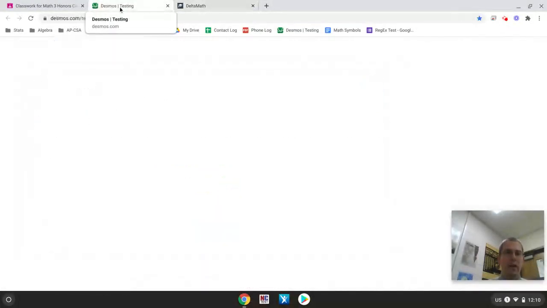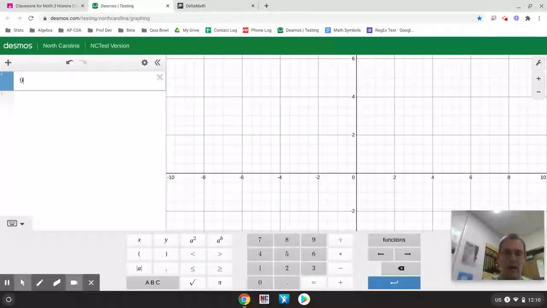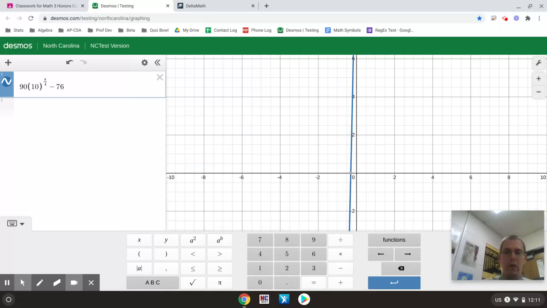Let's go ahead and show you how this is going to work. So 90, and I usually put my base in parentheses, 10. Shift 6 will give you an exponent, or you can use your function button. And then it's x over 4 minus 76. And then what you're looking for is the 0 or the x-intercept.